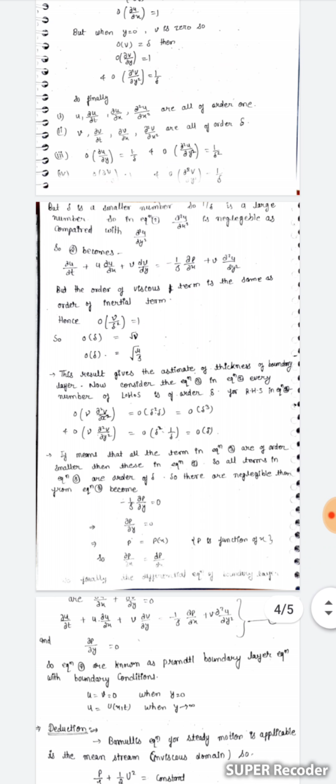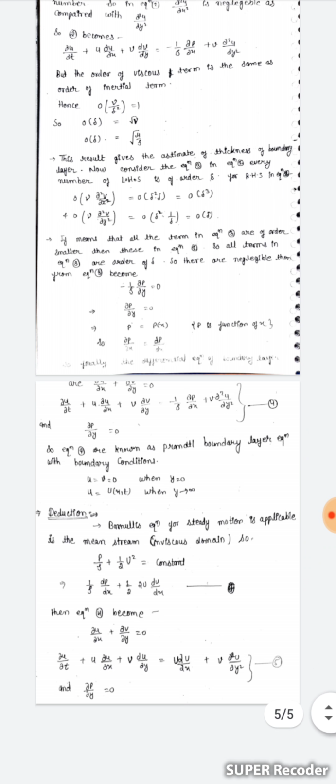So finally, u, del u by del t, del u by del x, del square u by del x square are all of order 1, and v, del v by del t, del v by del x, and del square v by del x square are of order delta. The order of del u by del y is equal to 1 upon delta, and the order of del square u by del y square is equal to 1 upon delta square. But delta is a small number, so 1 upon delta is a large number.